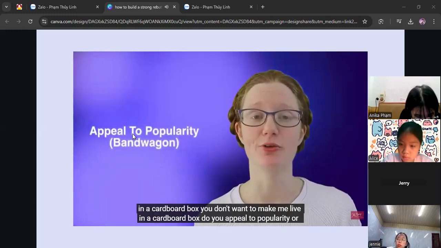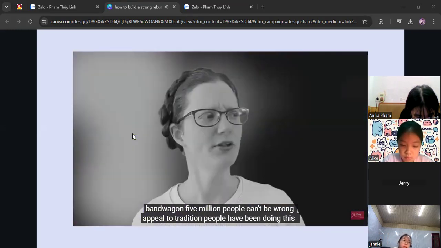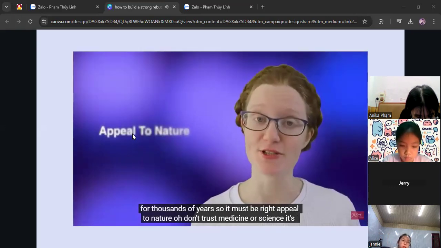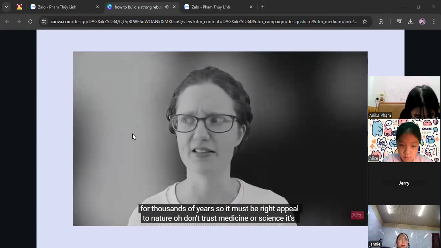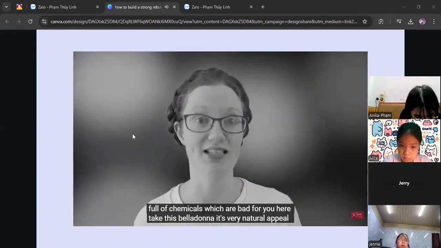Appeal to popularity or bandwagon. 5 million people can't be wrong. Appeal to tradition. People have been doing this for thousands of years, so it must be right. Appeal to nature. Ooh, don't trust medicine or science. It's full of chemicals which are bad for you. Here, take this belladonna. Very natural.